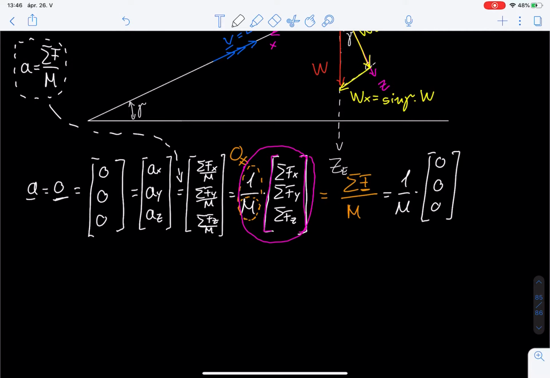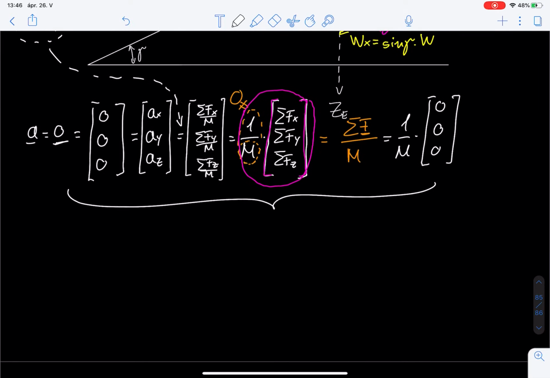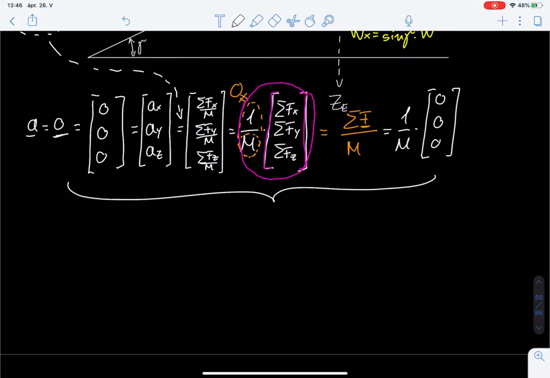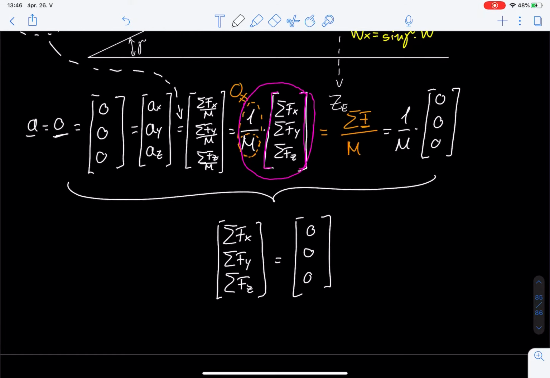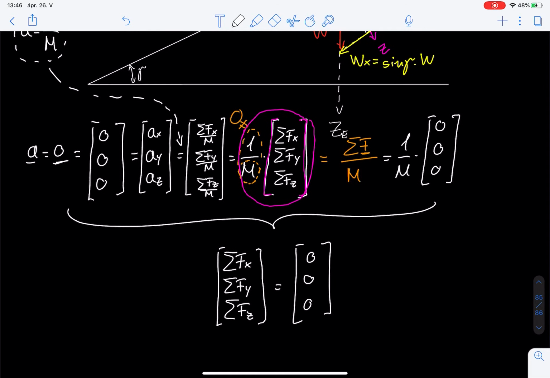So therefore, from all of this, we understand that the sum of the forces in the x direction, the sum of the forces in the y direction, the sum of the forces in the z direction, or actually the vector, the matrix containing these values, has to be 0 in every single case. Right, and this is where we'll begin from.